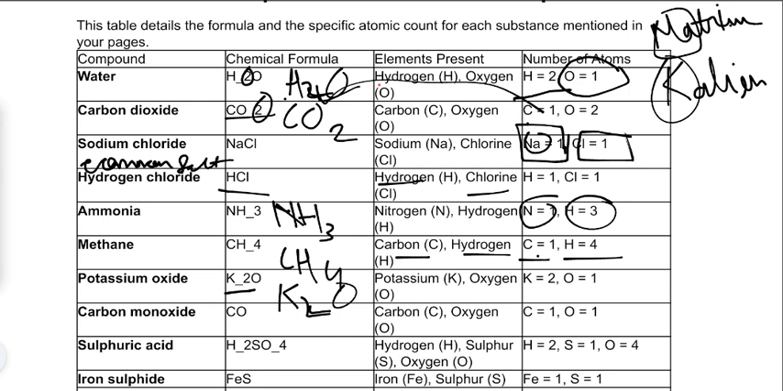Okay. Carbon monoxide. The chemical formula of carbon monoxide is CO. Elements present are carbon and oxygen. Number of atoms of carbon is 1 and oxygen is also 1.